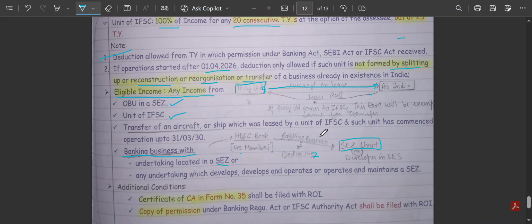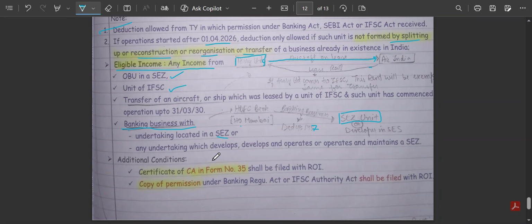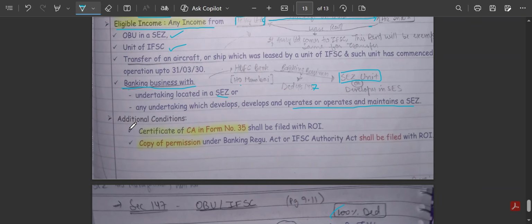Similarly, if it engaged in a banking business with any developer who operates or maintains this SEZ, then in that case also the income he earns from such banking business will be eligible for deduction under section 147. And these are the additional conditions. We have to obtain a certificate of CA in form number 35, and a copy of permission needs to be filed along with the return of income.